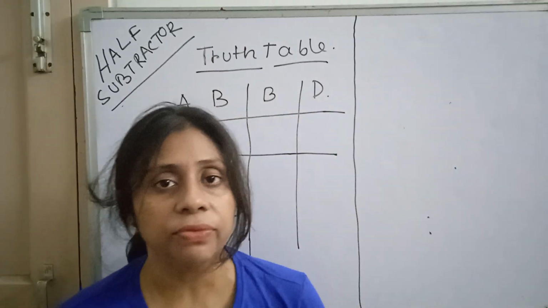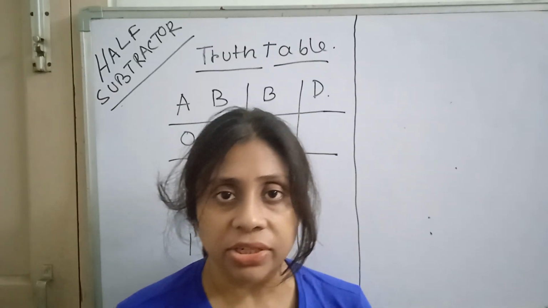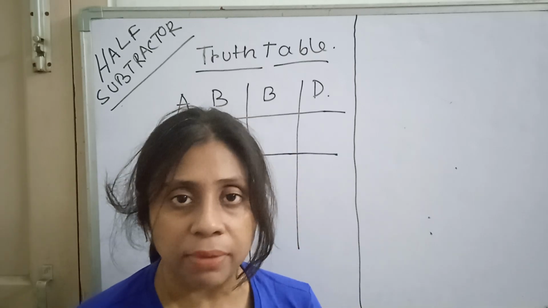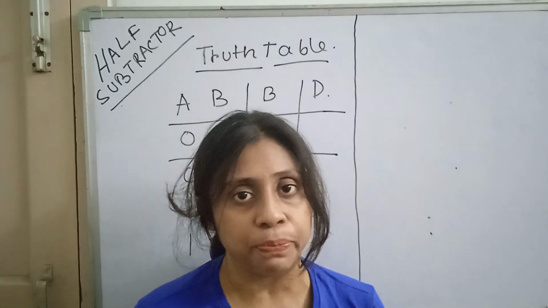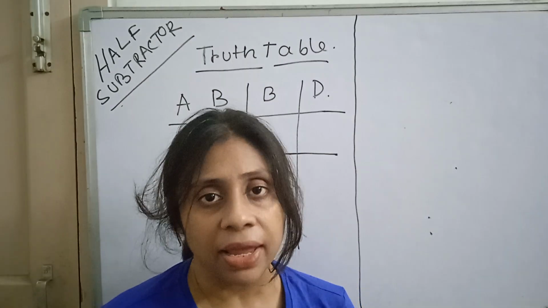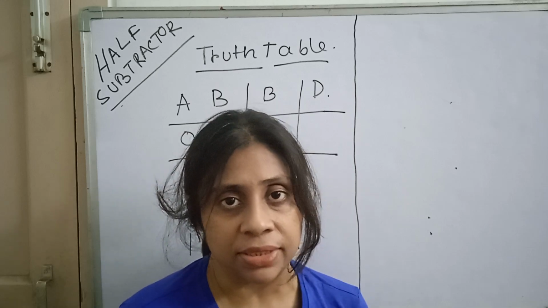Hello students, today we will cover half subtractor, that is also a combinational circuit. Now in half subtractor we have two inputs A and B. A and B both are two present bit inputs, and we will subtract these two bits and we will have two outputs. One is borrow and another one is difference.